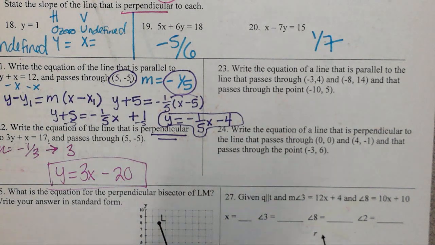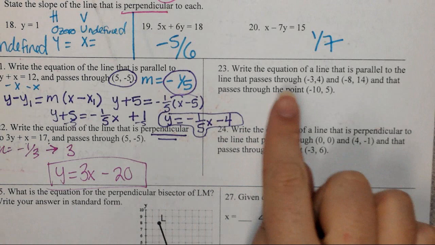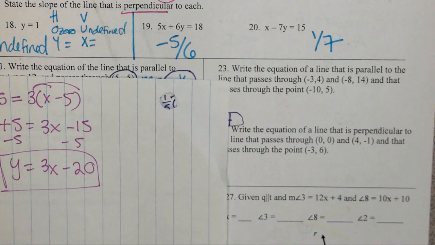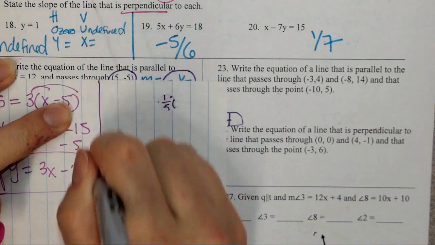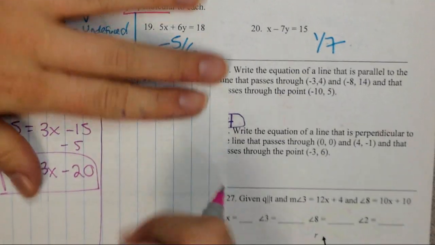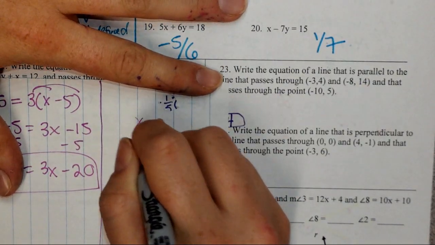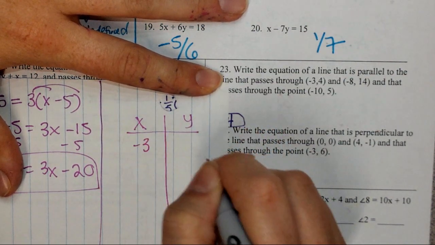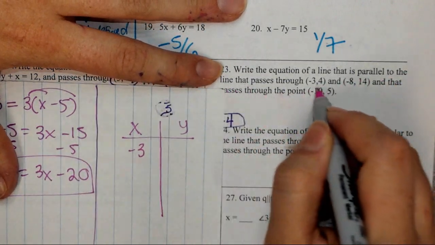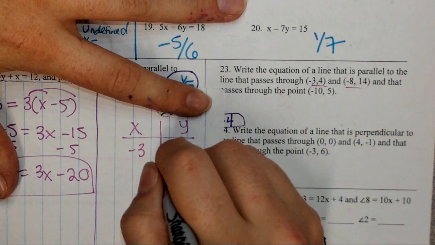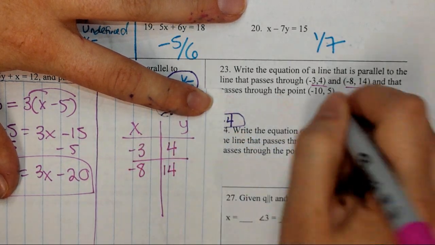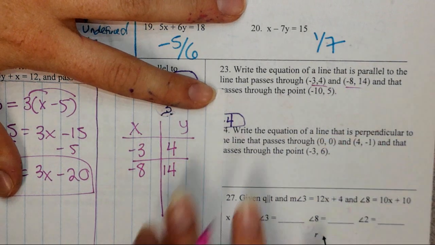23. Write the equation of a line that is parallel to the line that passes through these points and passes through that point. For this problem, I would recommend creating a table. We have 3 points here, so we've got x and y. We want a line parallel to the line that passes through these points, so this is how we're going to get our slope. Then we need to use this point to get our equation.